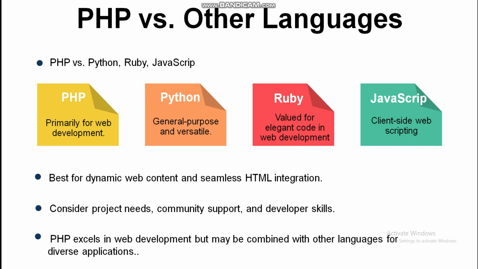Moving on, PHP versus other languages. PHP is primarily for web development, Python for general purpose and versatile use, Ruby valued for elegant coding in web development, JavaScript for client-side web scripting. PHP is the best for dynamic web content and seamless HTML interactions. It comes with project, community support, and skill development also. PHP excels in web development but may be compared with other languages for diverse applications.